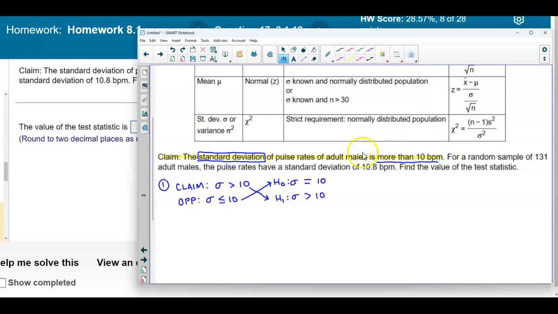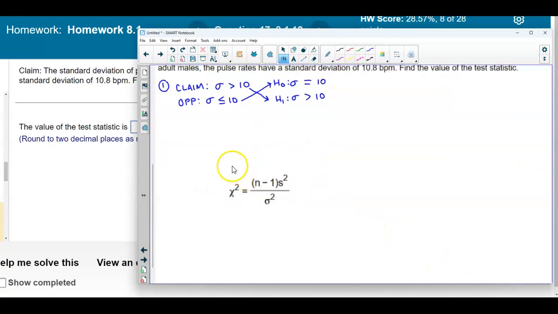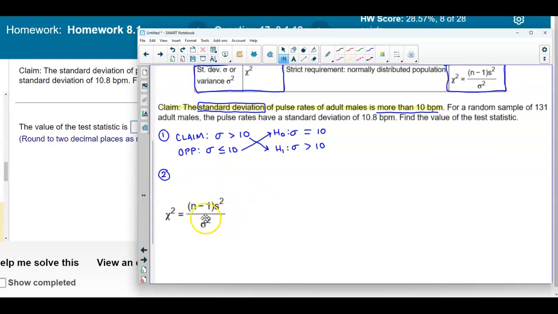Now, since we're dealing with the standard deviation, we are looking for this test statistic, and this is the formula that we will be using for it. So let's go down here and use this formula for step 2. For step 2, we need to figure out the information for this formula. The first thing we're going to look for is n. What does n represent? Well, n is the sample size, and the sample is 131.